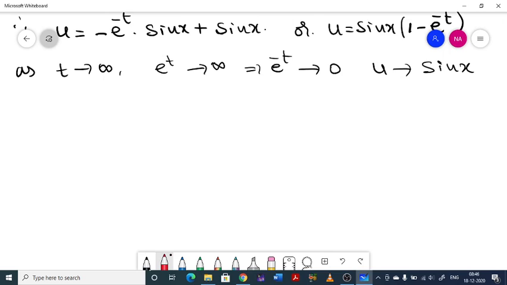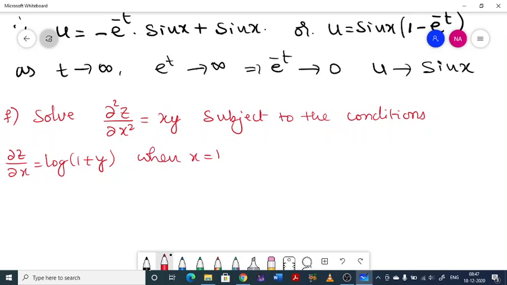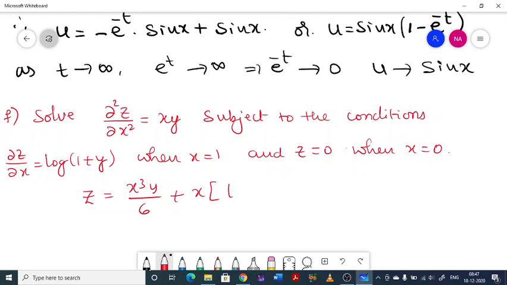There is one more problem like this. I'll try to solve this. Solve del square z by del x square equal to xy subject to the conditions del z by del x equal to log of 1 plus y when x equal to 1, and z equal to 0 when x equal to 0. I had to solve this taking this problem as an exercise. So finally I had to get the answer z equal to x cube y by 6 plus x into log of 1 plus y minus 1 by 2 into y.